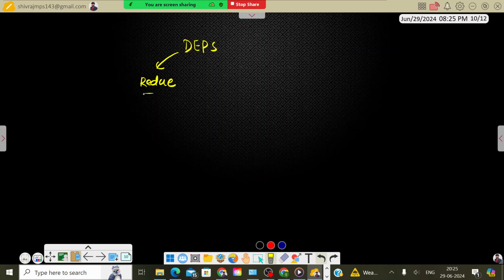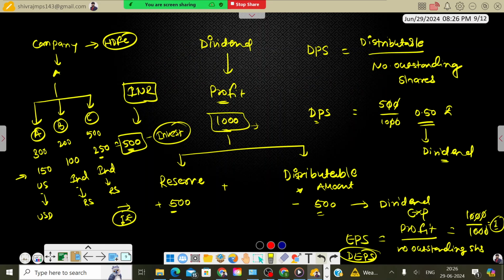Right, reduce. So let's say the amount which has been reduced. Basically, your earning which has been reduced. So to understand this DPS, let's take the same example, and when it comes to DPS, it will be different.